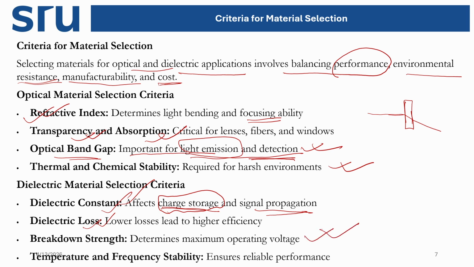Temperature and frequency stability. Frequency stability means the frequency of the electric field we are using. What is the frequency? If the material is stable at different frequencies, then it can be used, and it will be a highly usable property. If it degrades at a different frequency or behaves differently at different frequencies, then it may not be suitable for our applications.